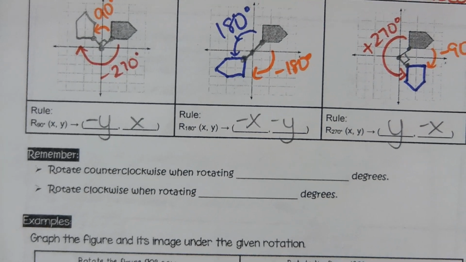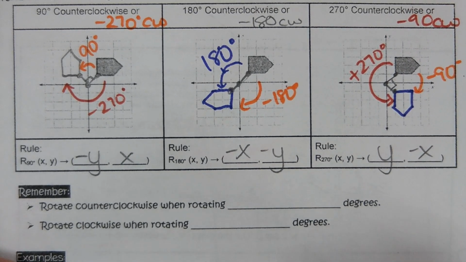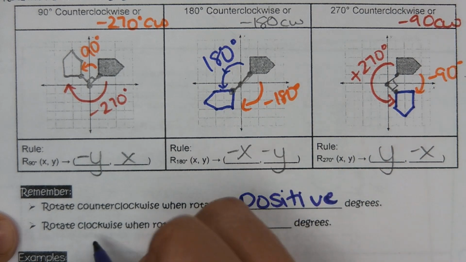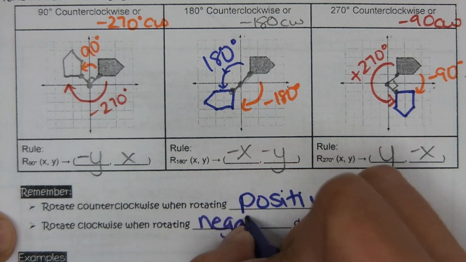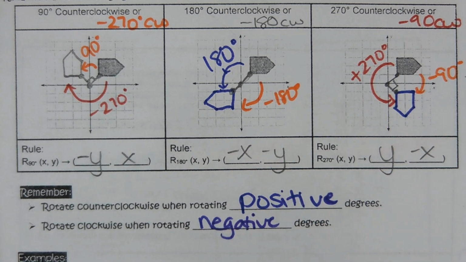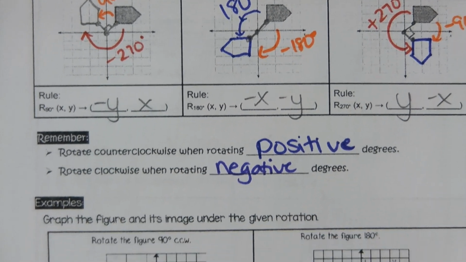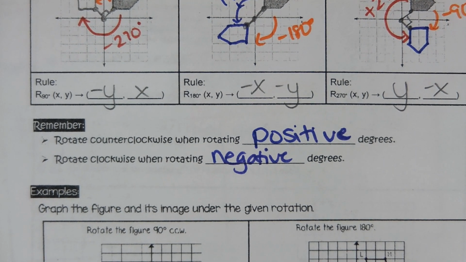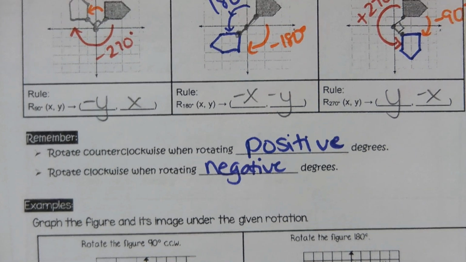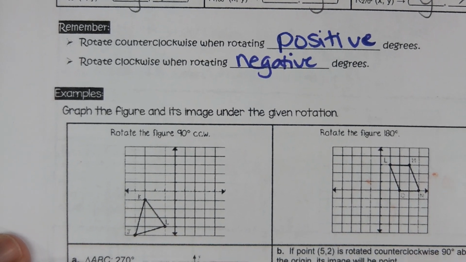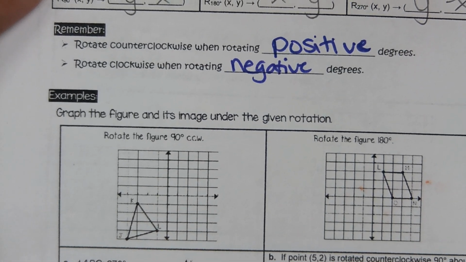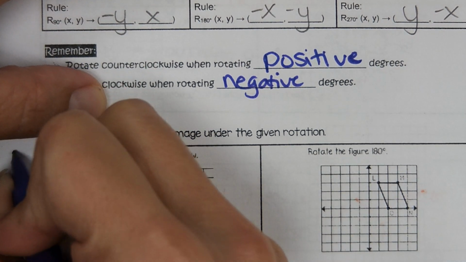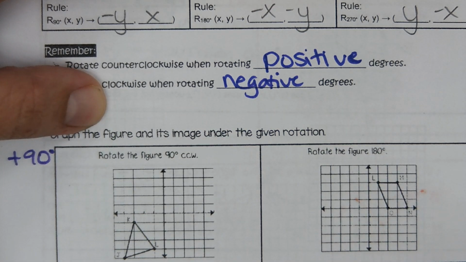Okay, so here it says, remember, rotate counterclockwise when rotating positive degrees, and rotate clockwise when rotating negative degrees. Okay, so down here is where we bring it all together, bring in the shapes. It says graph the figure and its image under the given rotation. It says rotate the figure 90 degrees counterclockwise. So that would be a positive 90-degree rotation.